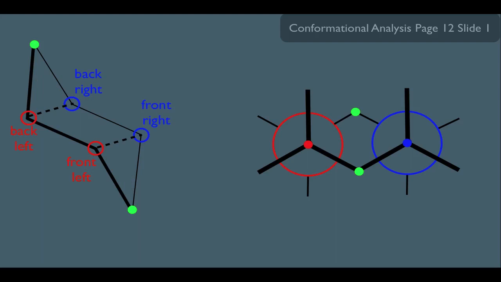Now, watch what happens here. I'm just going to place a methyl axial, and I'm just going to place it here on the front left carbon.